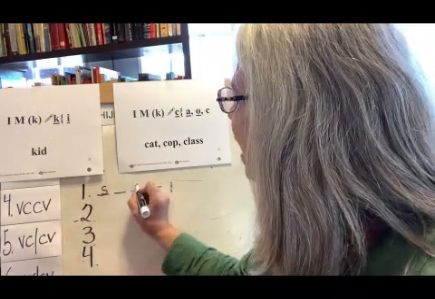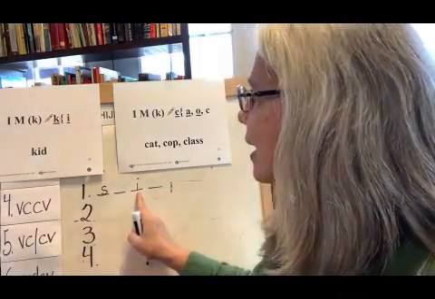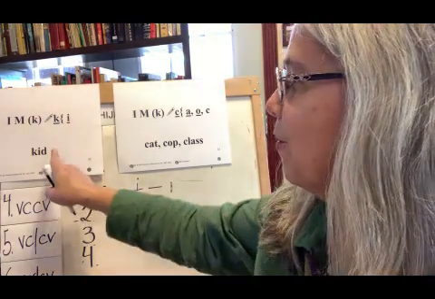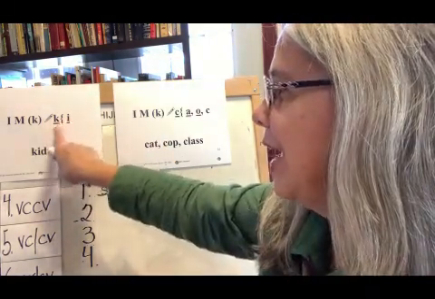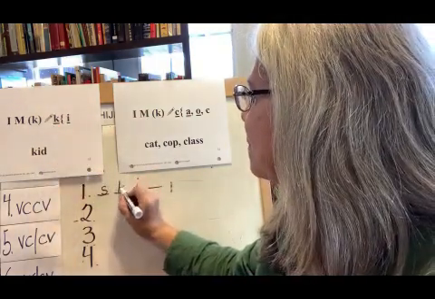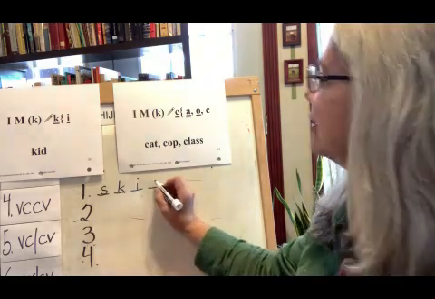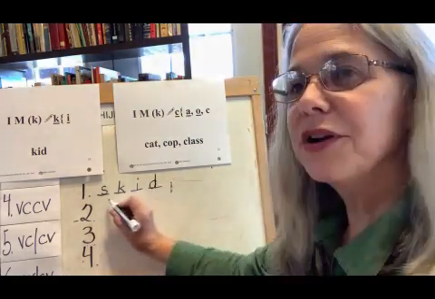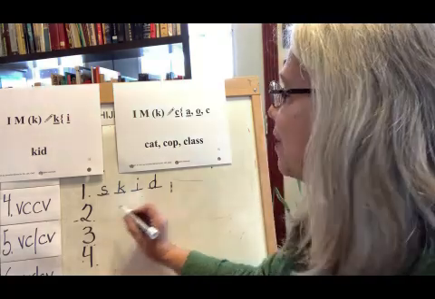Right, with an I. So if we're spelling it with an I, which of these are we going to use? Where do you see that I at? Right, so we're going to spell it with what letter? K. And the last sound is D. D. Can you read that word? Skid. Very good. Let's go to number 2.